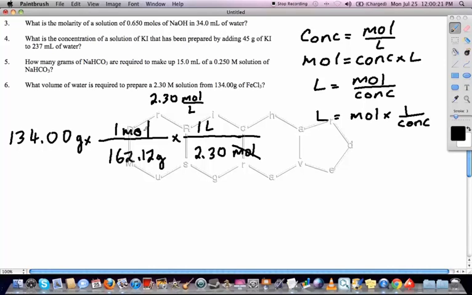We know that the moles had to go on the bottom to cancel, and we now have litres here, and the final answer would be 0.359 litres.